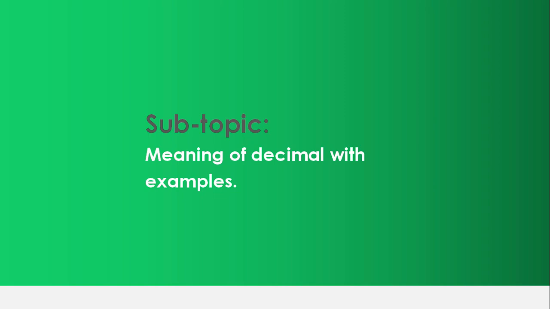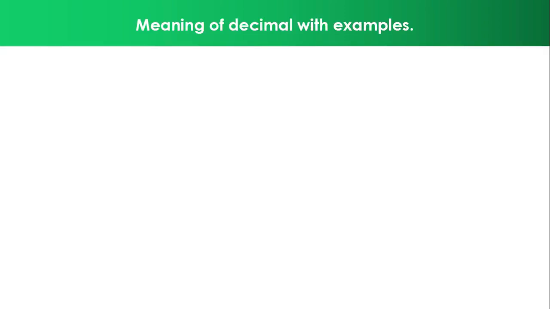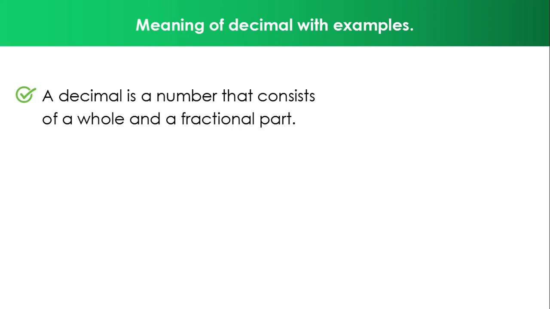And now let's quickly go through the meaning of decimals and its examples. So first of all, meaning of decimal. A decimal is a number that consists of a whole and a fractional part. That means it has 2 parts, a whole part and a fractional part. Now look at this number here. We have 14.85. It's not called fourteen eighty-five, but fourteen point eight five.